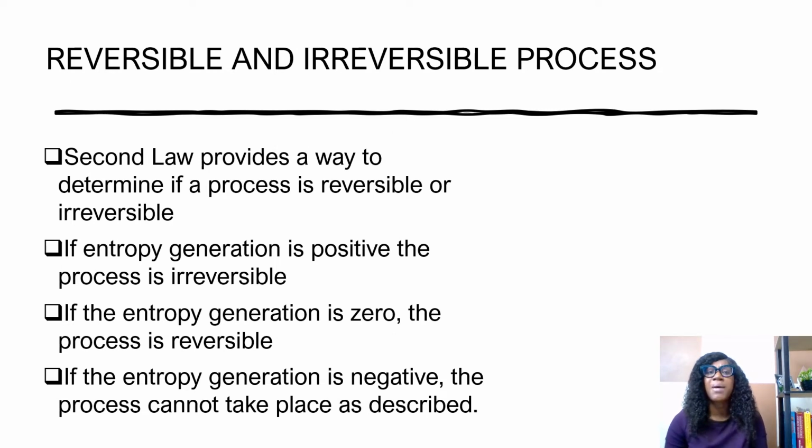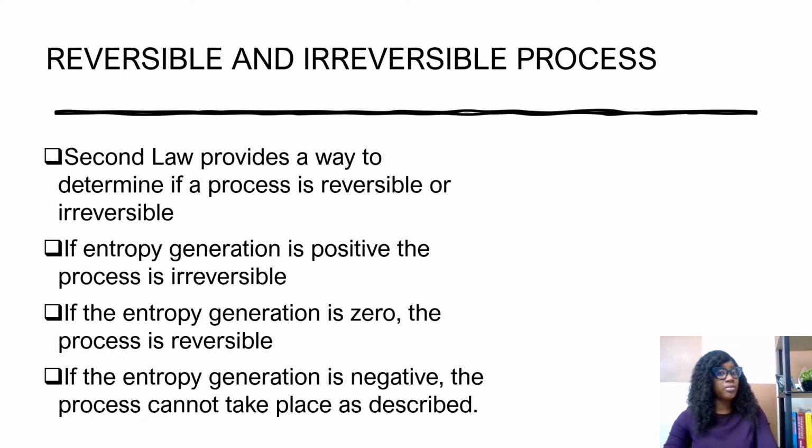Now let's start by looking at reversible and irreversible processes. So the second law basically provides a way for us to determine if a process is reversible or if it's irreversible. Now, when we're looking at reversibilities, if the entropy generation is positive, then the process is irreversible. If the entropy generation is zero, then our process is reversible. And of course, if it's negative, then this process cannot occur as previously described.